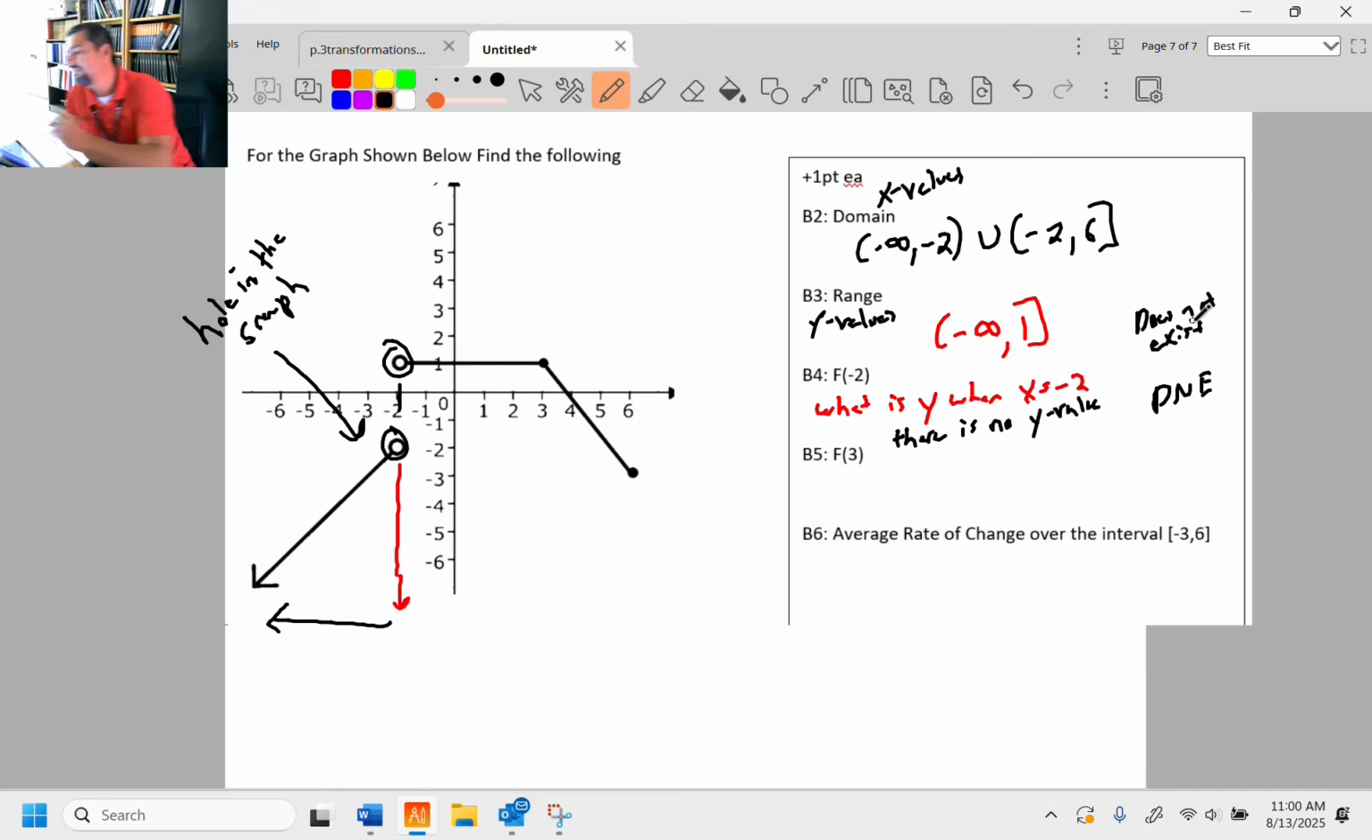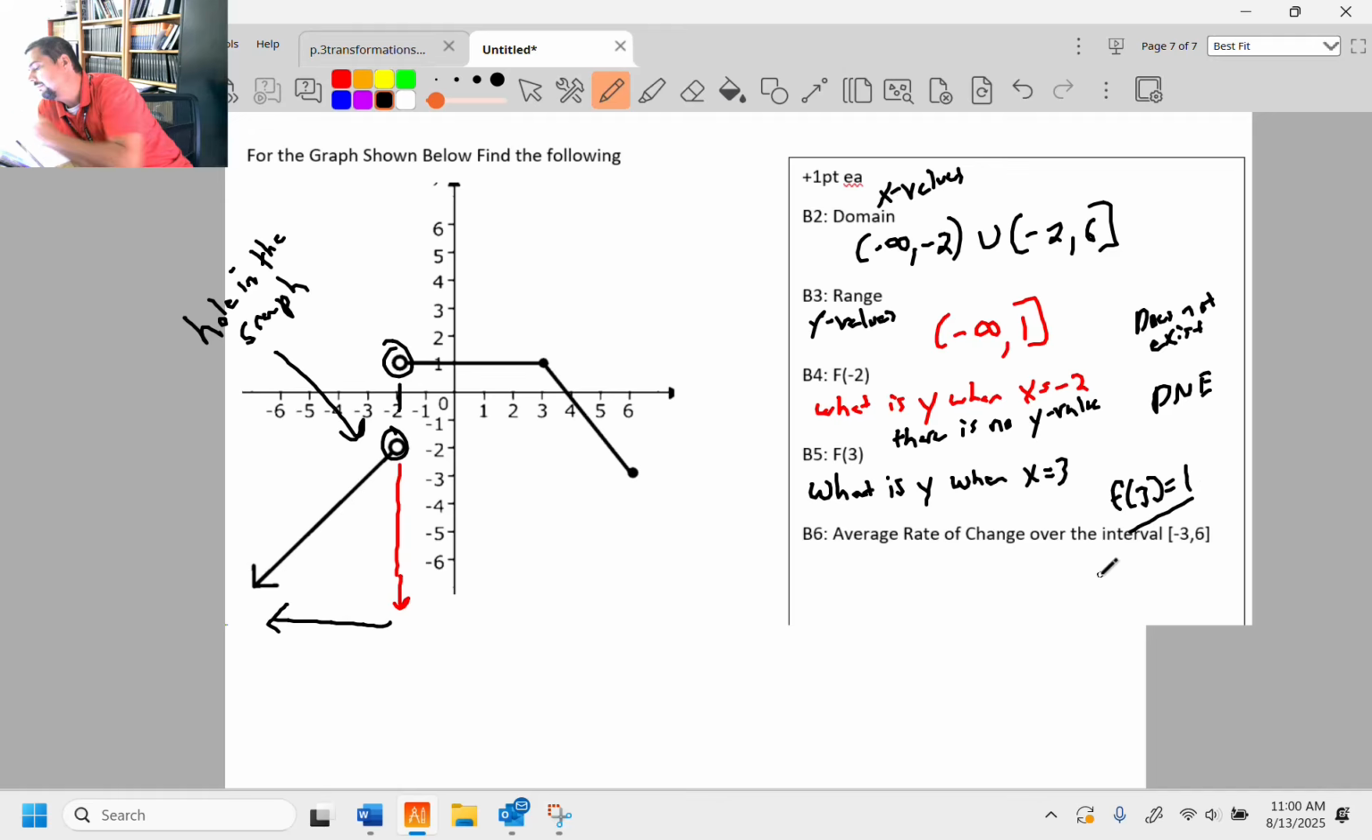Next up, what is f of 3? And again, this is what is y when x is 3. So here's where x is 3, and I look up and I see a y value of 1. So f of 3 is 1.